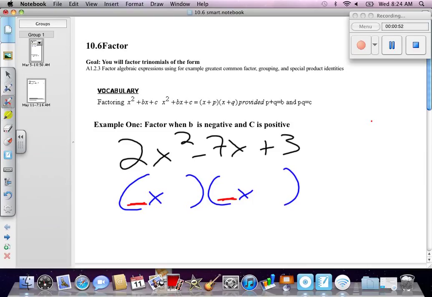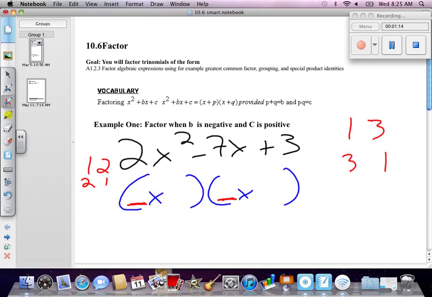So the first thing I'm going to do, because I've got that number in front of x squared, I'm going to think of all the factors of 2. What times what gives me 2? 1 times 2 or 2 times 1. That's it. Now I'm going to go to the other side. What numbers multiply together to give me 3? 1 times 3 or 3 times 1.